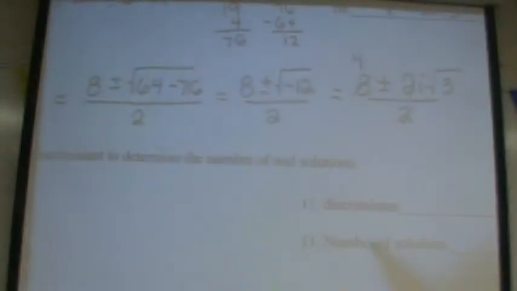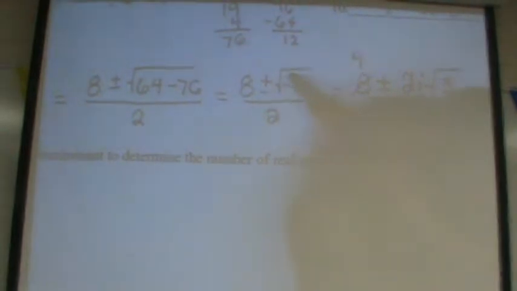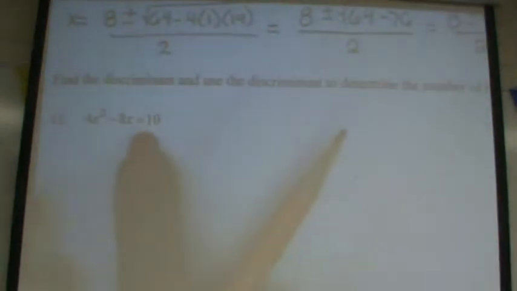Next one, the discriminant. And by the way, going back to this one, as an offshoot, the discriminant for this problem is negative 12. That means that there's no real solutions. Here's another discriminant problem.